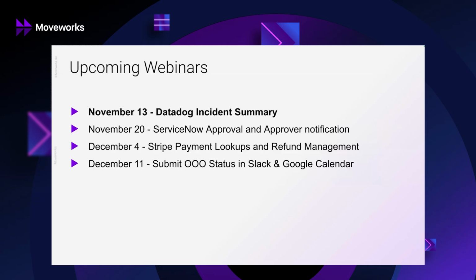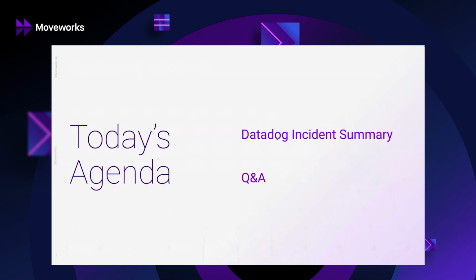them available via Moveworks. In future sessions, we're going to be covering ServiceNow approvals, Stripe payment lookups and refund management, and out-of-office status for Slack and Google Calendar. So as said, today's agenda is Datadog incident summaries.